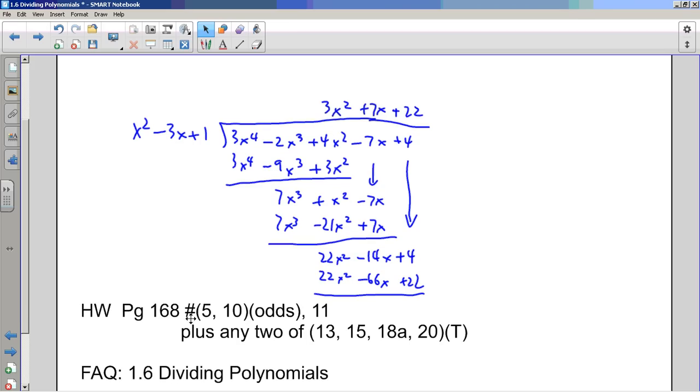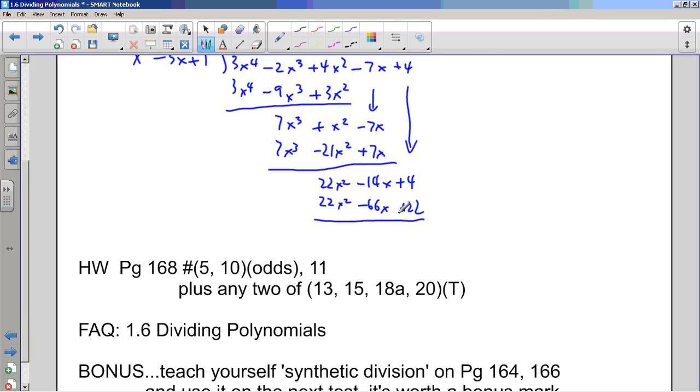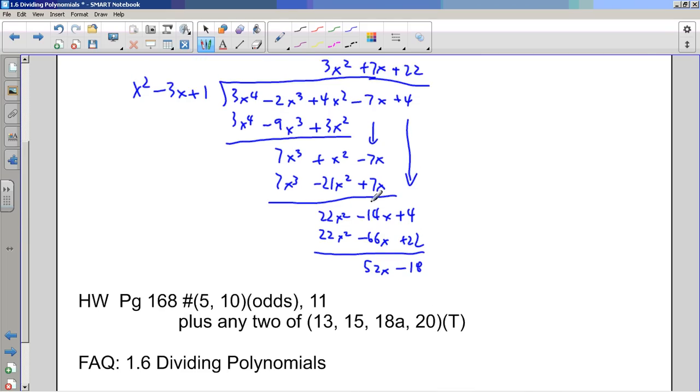Get rid of the homework thing here just for a second. Move that down a little bit. When I'm done, I subtract, I get 52x and negative 18. So I still have an x left in my answer, and there's no more terms to bring down. Is that allowed? Well, remember, our whole goal was so that what we were left with had fewer terms than what we were dividing by, and so this all works.